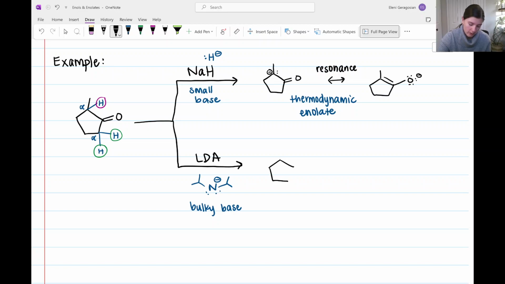So if we remove one of those two hydrogens, we now have a lone pair of electrons and a negative charge on that carbon. We can show resonance, double bond from that negatively charged carbon to the carbonyl carbon, and negatively charged oxygen. So LDA, large bulky base, forms the kinetic enolate, or favors the kinetic enolate.